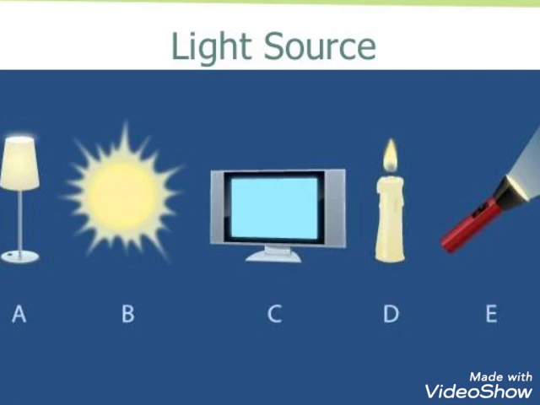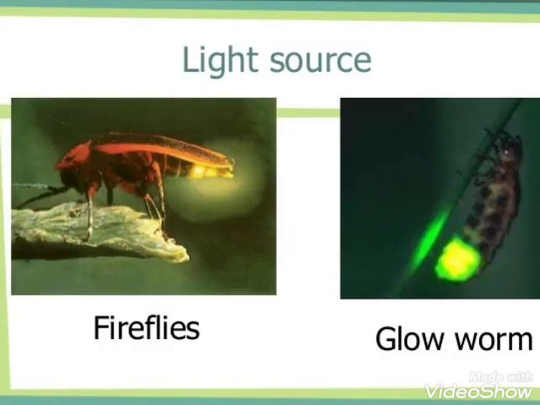So the natural objects which give light are the natural sources of light, and the others are the man-made sources of light. The sources of light that occur in nature are called the natural sources of light. For example, sun, star, fireflies and others. Lamps, candles and torches are human-made sources.